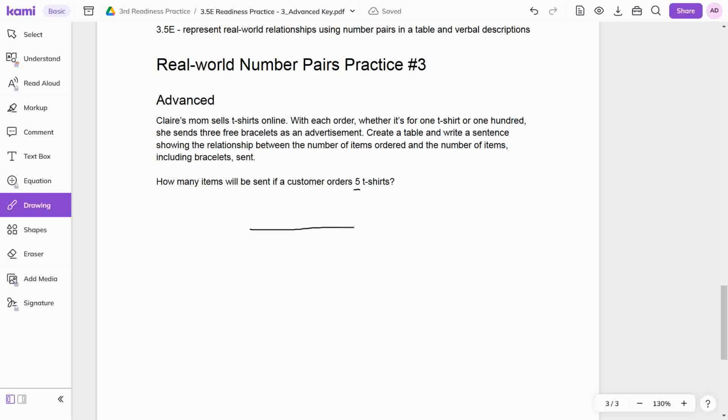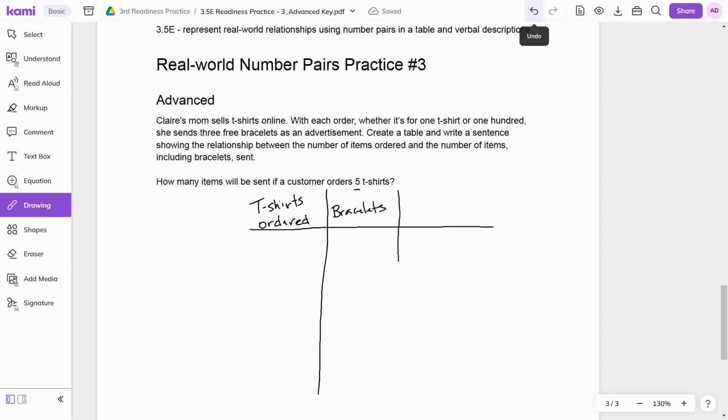So let's create our table here. And I'm going to make this, what are they ordering? Well, they're ordering t-shirts. So that's going to be my first column here. And then when they get the t-shirt order, obviously they're getting the t-shirts themselves, but then they're also going to get bracelets, free bracelets. And then what we're looking for is the number of items sent. I'm going to put number of items sent.